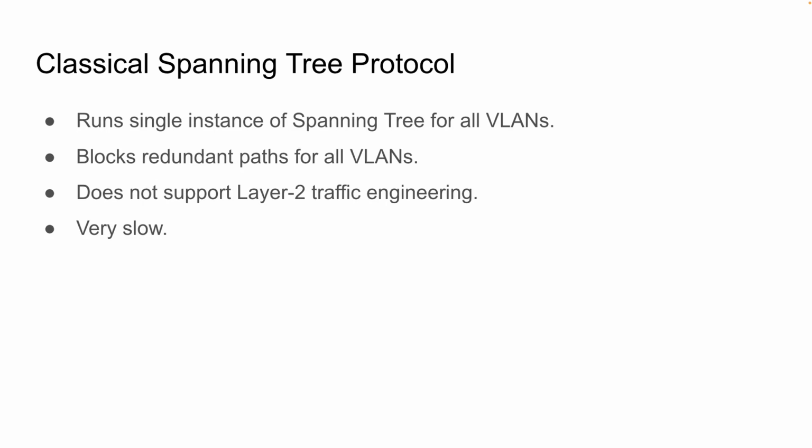Classical spanning tree protocol runs a single instance of spanning tree for all VLANs, which means some interfaces are going to be blocked for all VLANs. There's no way to use layer 2 traffic engineering with classical spanning tree, or single spanning tree, or common spanning tree, as they call it. But this protocol is also very slow because, well, you will see those delay timers and the recalculation of the port role.